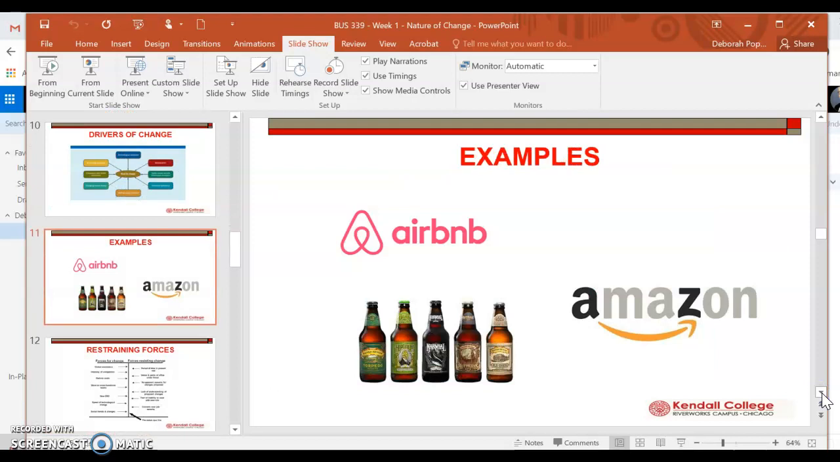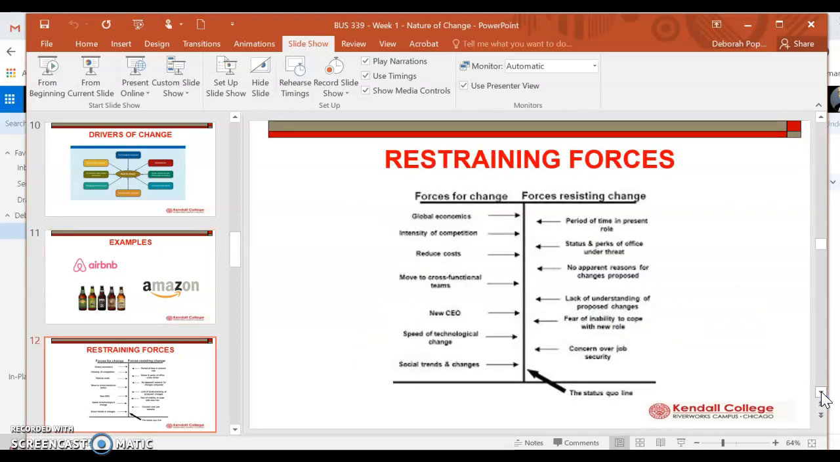There are examples of companies that have responded to the changing environment with new models. Airbnb and Amazon are also models that are forcing others to change and are driving changes in other kinds of businesses. So Airbnb is affecting our hotel industry. Amazon is affecting all retail. And these are some craft beers that make you think about how the beverage industry has been changed as a result of different attitudes and desires in that product category. Where there are forces for change, there are also forces for resisting change.